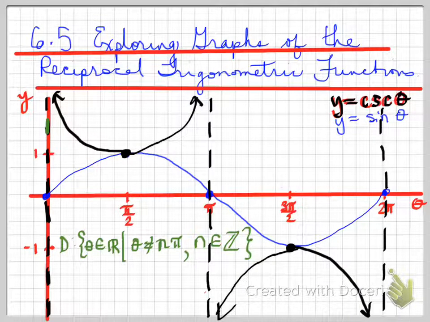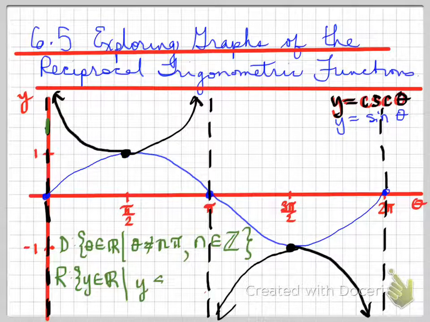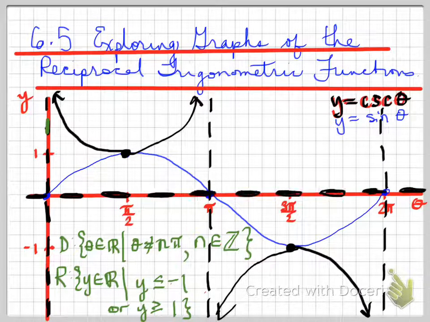The range is going to be, so let's focus on that n right there, and we're going to look at the range. Range is going to be y belongs to real such that y is less than or equal to -1, or y is greater than or equal to +1. And this is the domain and range of the cosecant graph. Now, let's look at the secant graph.